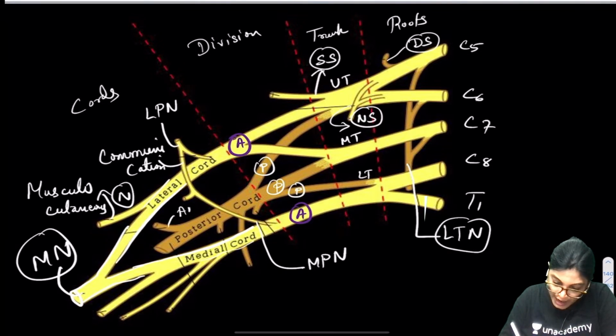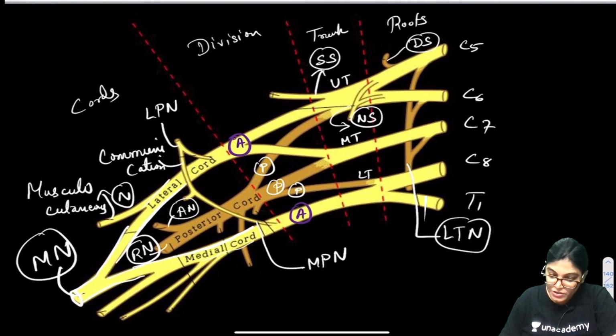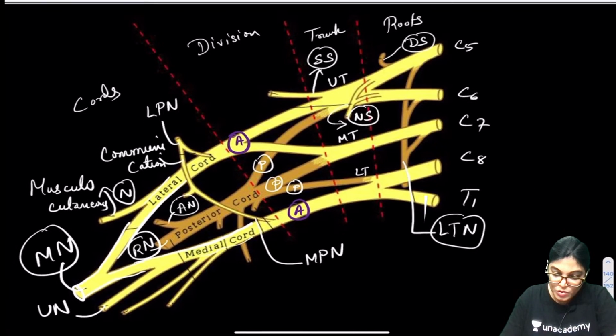This is AN, the axillary nerve, a branch of the posterior cord, and the largest branch, RN. What do you mean by RN? That is the radial nerve. The other branches of the medial cord of the brachial plexus: this is UN, the ulnar nerve.